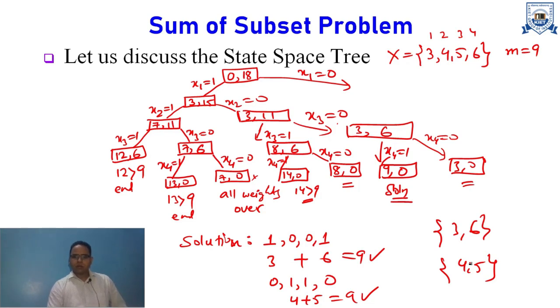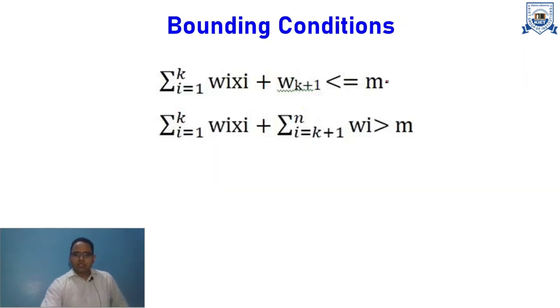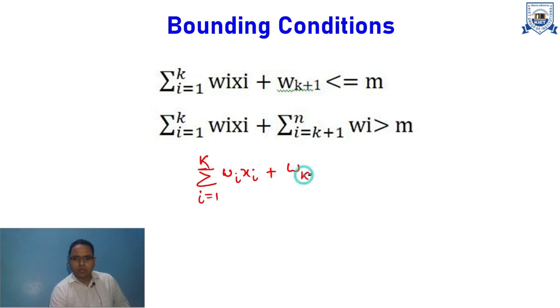So remember here we have used the boundary condition. I have not completely drawn this diagram. You can do this also for x1 equal to 0. Okay, so this is the boundary condition. The total weight, actually it is the sum of wi xi, so it is like this. The total weight we are using till now, for wi times xi, plus the weight of this element, should be less than or equal to 9, less than or equal to m. If this condition is satisfied, we continue. It must always be less than or equal to m only.